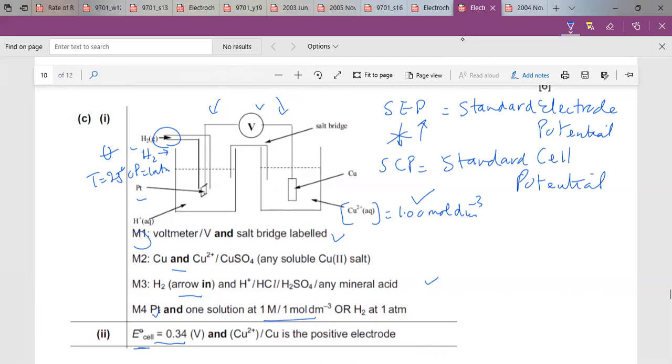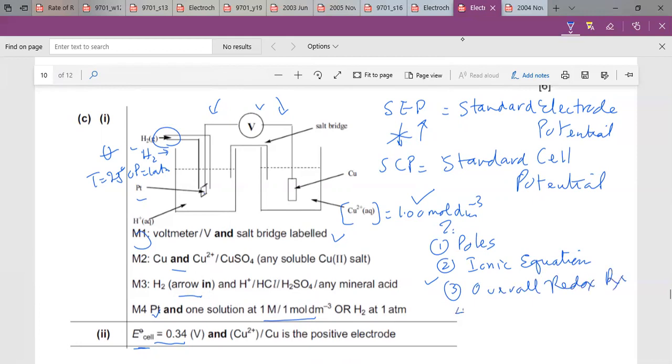Now, how do you figure out the poles? First of all, how do you figure out the poles? Secondly, how do you figure out the ionic equations? I taught you today already, okay? And third, how do you figure out the overall redox reaction? And fourth, how do you figure out the E cell? Now I put cell here.